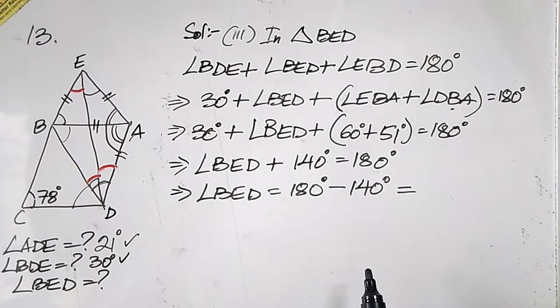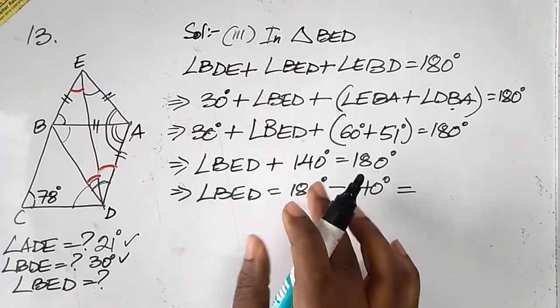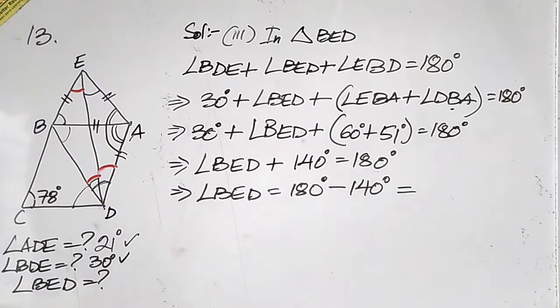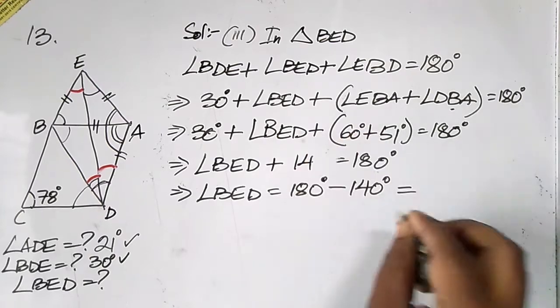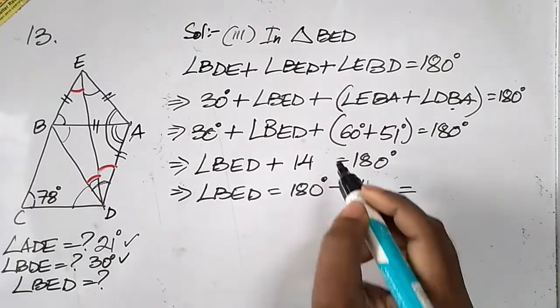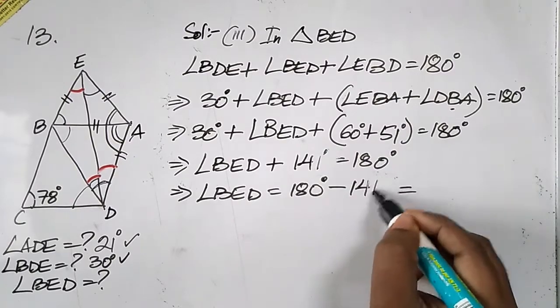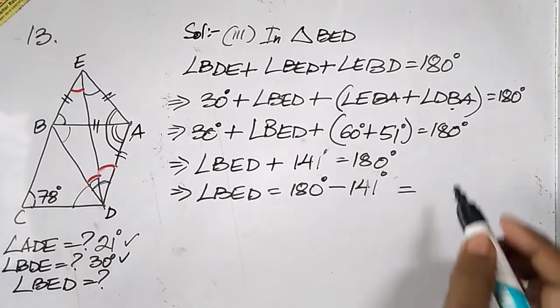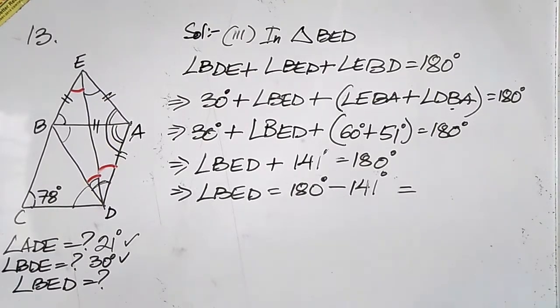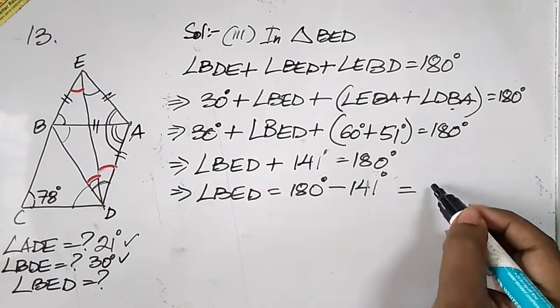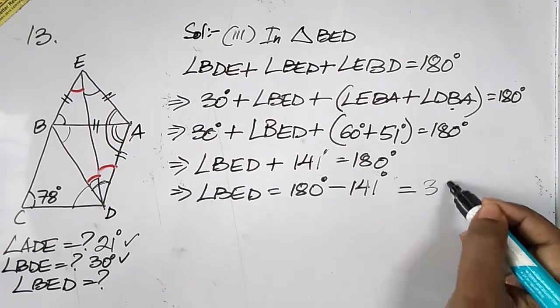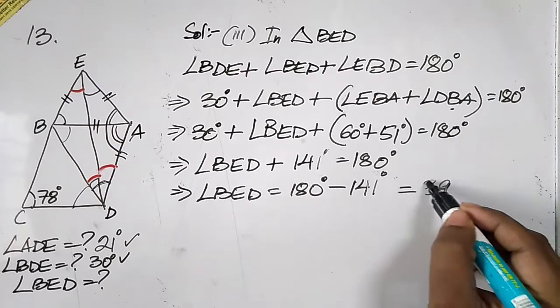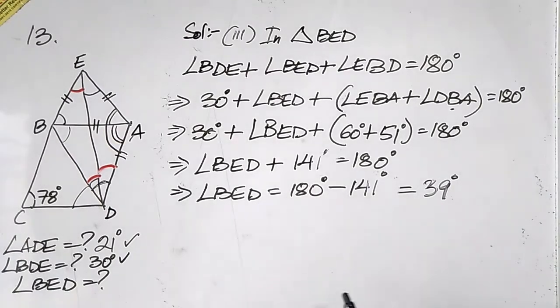Have I done a mistake somewhere? Yes, sorry, it will be 141 degrees. I missed that one over here. So it should be 141 degrees. Yes, now you can subtract it. How much will this be? 180 minus 141. 180 minus 140 is 40, but 1 is here, so one more subtraction. We have got it as 39 degrees. Right, so the value of angle BED is 39 degrees.